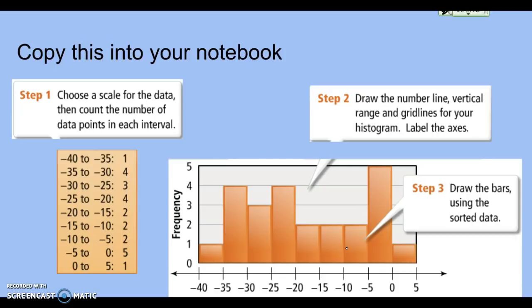And then now you have to draw the number line, the vertical range of the grid lines for your histogram, and you have to label your axes. Remember that you have to have labels or your graph is not correct. So over here, the bars should match the ones that you see here. So like if you have one that goes up to 40, it should match the one that you have up there at the top in the negative 40 to negative 35 range.